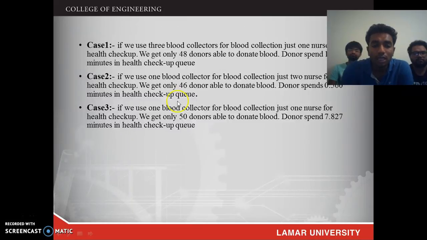If we use another scenario, 1 blood collector and just 2 nurses for the health checkup, then we get 46 donors, and the average time donors spend in the health checkup is 0.56 minutes. The third scenario is 1 blood collector and just 1 nurse for the health checkup. So we get only 50 donors, and they spend 7.827 minutes in the health checkup queue.